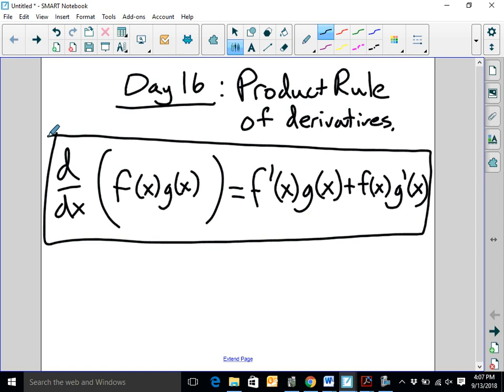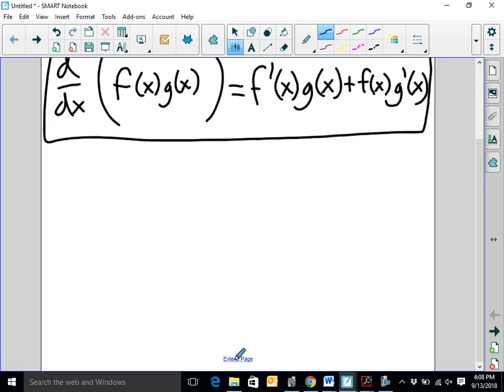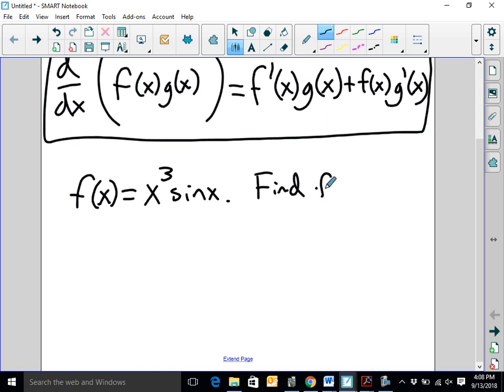So let's do a couple of examples here for applying the product rule of derivatives. So, let's say I have a function called f of x. Now this can get a little bit confusing here because we have a lot of different f of x and g of x's going on here.